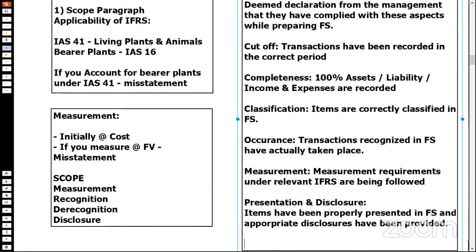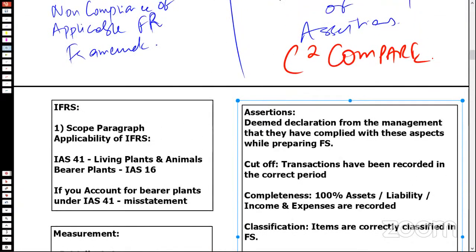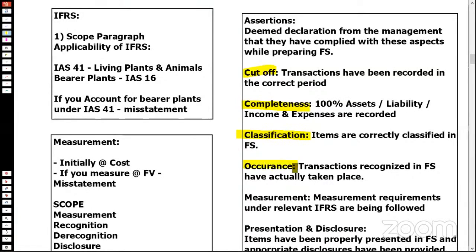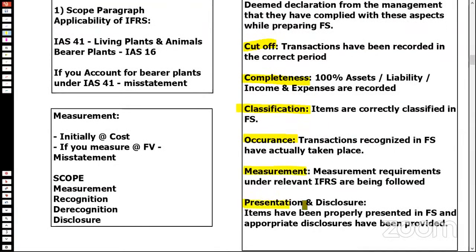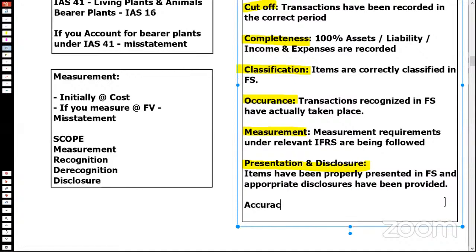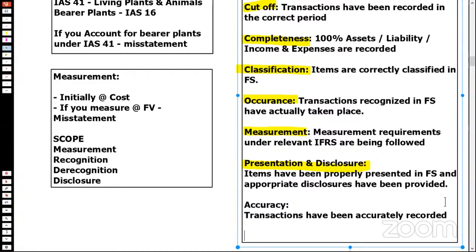Is that okay? Is everyone okay with this? Now, so here you've got what? C square compare. C square compare is what? Cutoff, completeness, classification. What have we done up till now? We have discussed completeness. We have discussed the classification. We have discussed occurrence. We have discussed measurement. We have discussed the presentation and the disclosure. And what happens is that there's this accuracy, which is actually that the transactions have been accurately recorded.